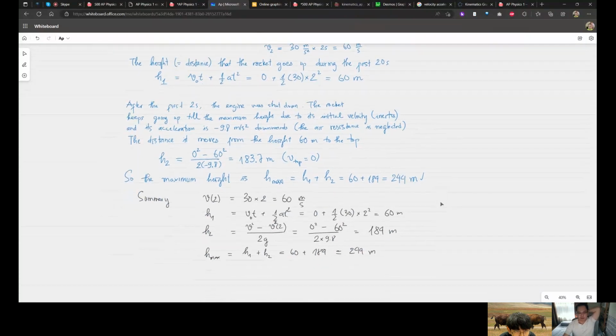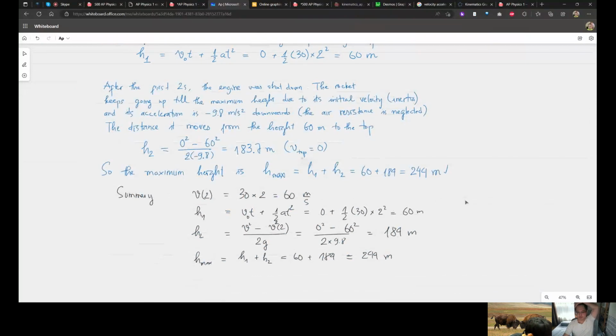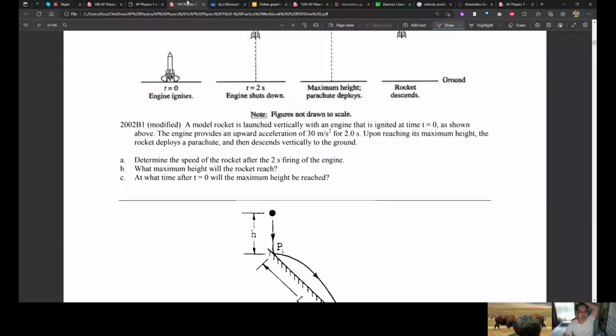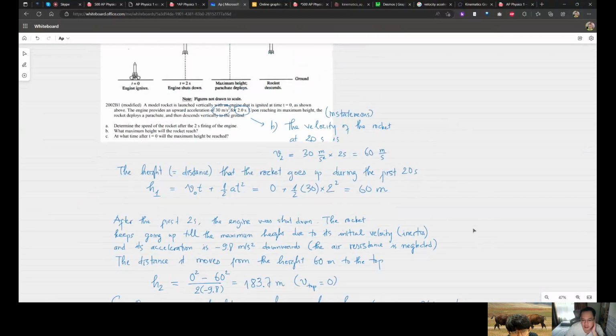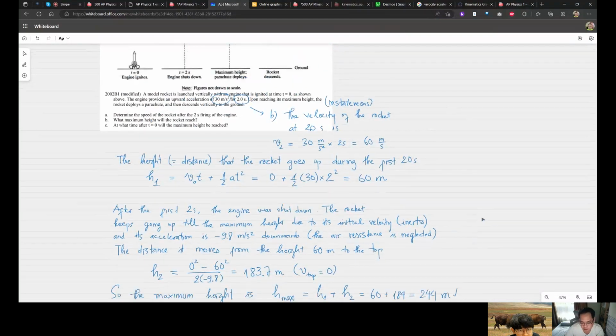Have you finished writing the solution? Yes. Okay. Question C: at what time after T0 will the maximum height be reached? We know after 2 seconds, so we need to calculate the time from 60 m/s to the top, like how many seconds, 3 or 4 seconds.